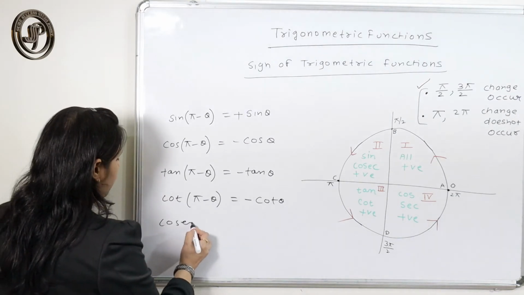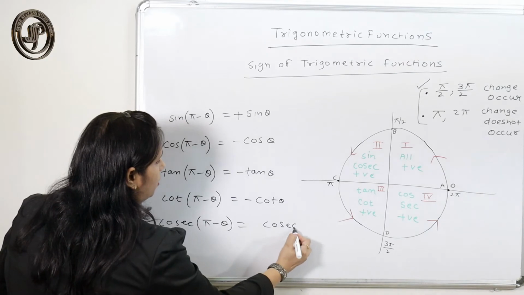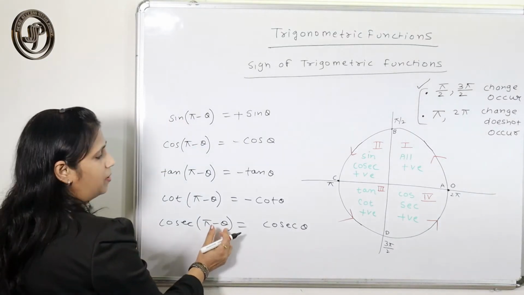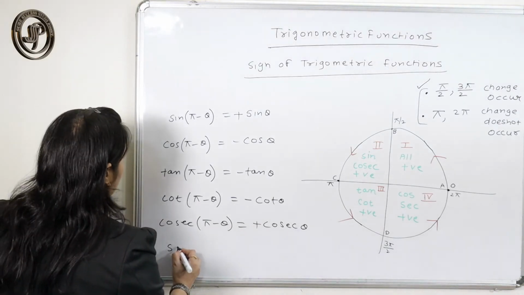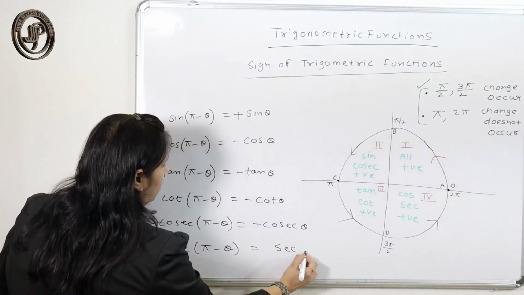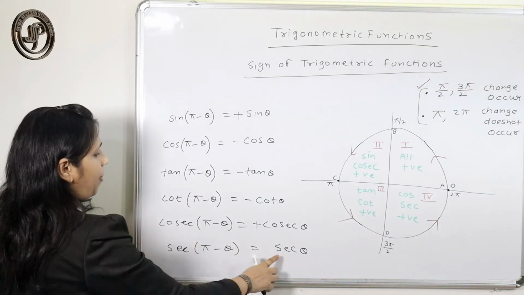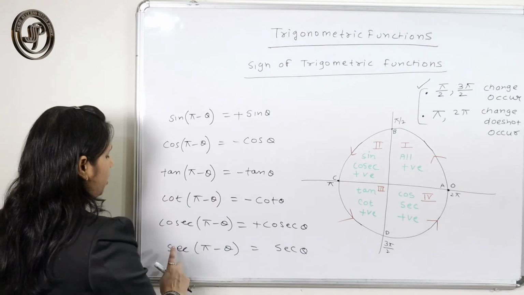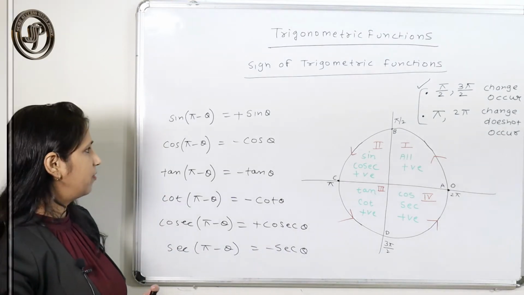Similarly, cosec pi minus theta, pi no change occurs. Cosec, pi minus theta means second quadrant, and in second quadrant cosec is positive. Sec pi minus theta, second quadrant, pi means no change occurs, sec theta as it is, and pi minus theta means second quadrant, sec is negative in second quadrant, so we just put a negative sign.